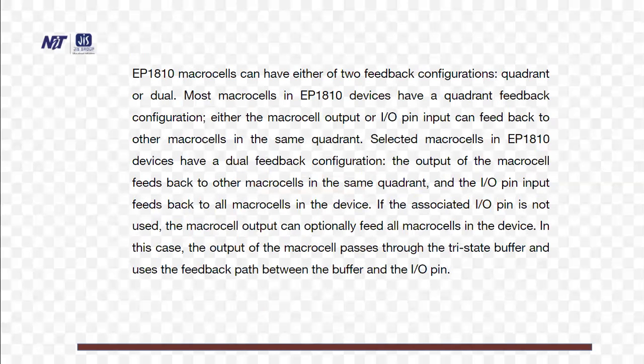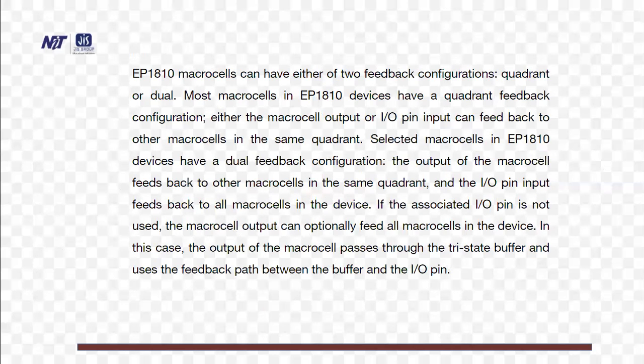EP1810 macro cells can have either of two feedback configurations, quadrant or dual. Most macro cells in EP1810 devices have a quadrant feedback configuration. Either the macro cell output or IO pin input can feed back to other macro cells in the same quadrant. Selected macro cells in EP1810 devices have a dual feedback configuration. The output of the macro cell feeds back to the other macro cells in the same quadrant and the IO pin input feeds back to all macro cells in the device.